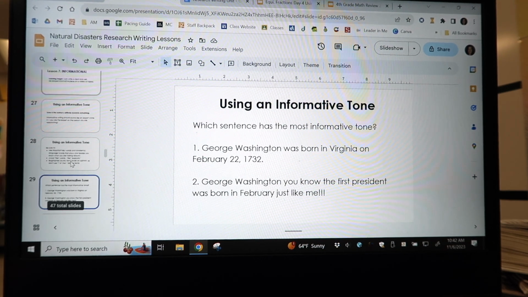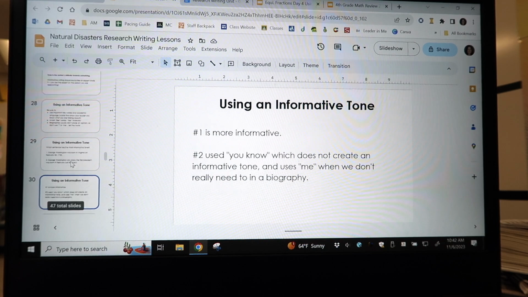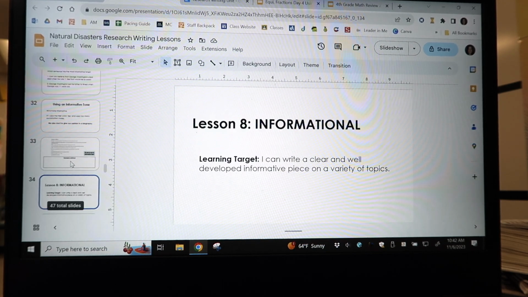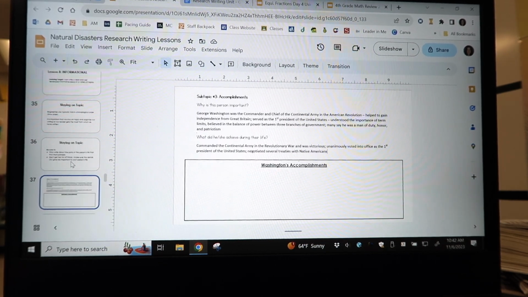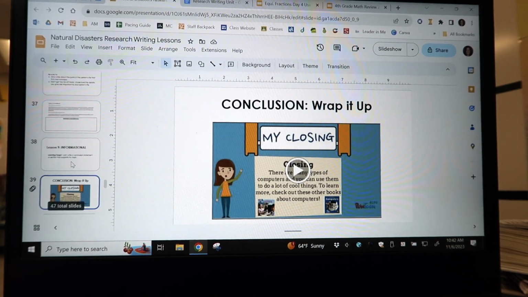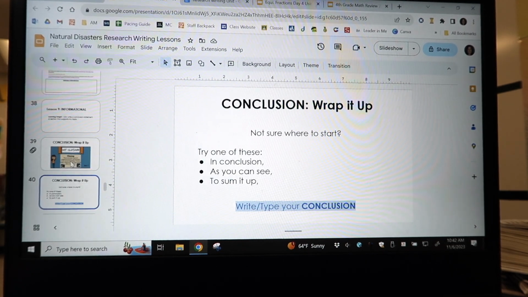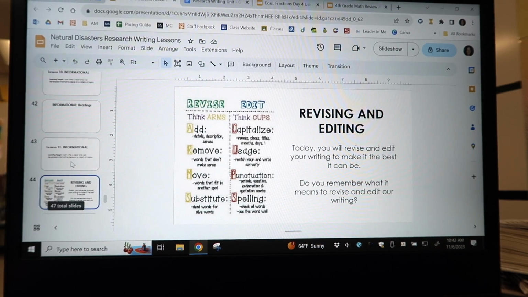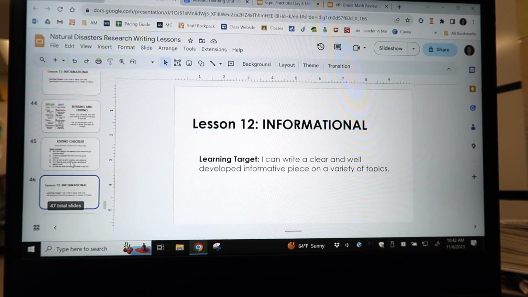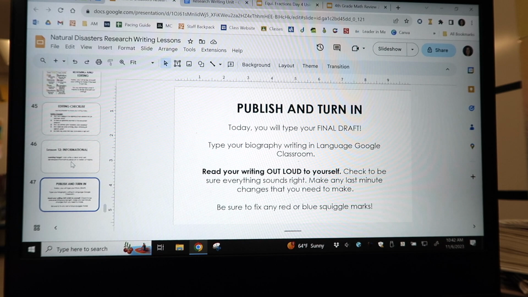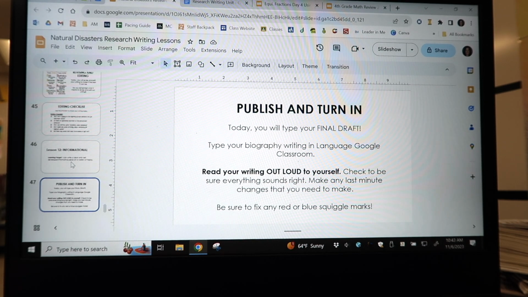And then same thing, a lot of this is from our biography unit, so I just need to update it so it's not repeating the same information. So that's really what I have left to work on. I did the conclusion already, and then we'll talk about headings, revising, editing, typing. So that's where I'm at in my planning process. I've started it, but I still have some work to do. So that's where I'm at.